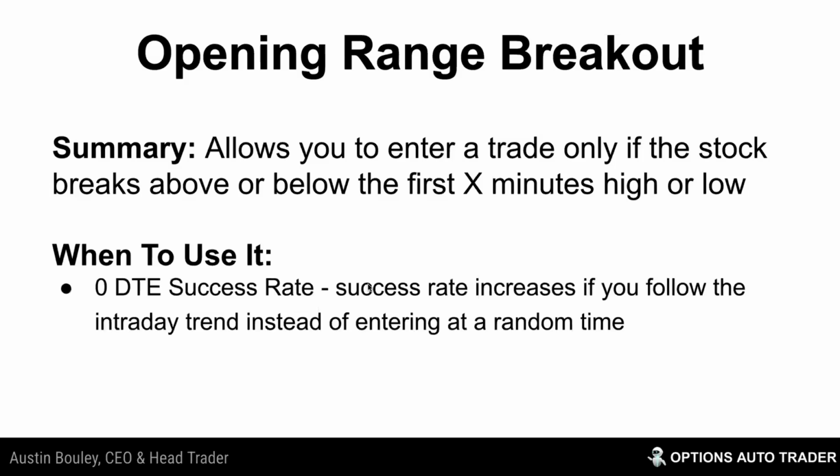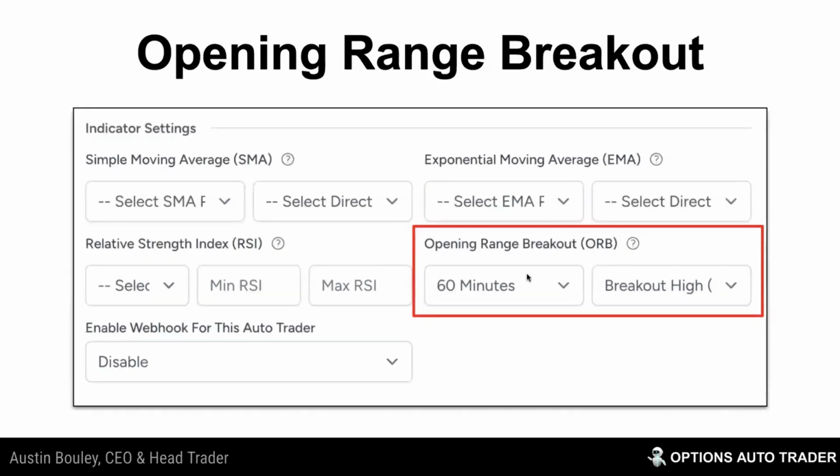So when to use it? Well, this will help increase your 0DTE success rate if you're trying to follow the intraday trend or wait for breakouts like that. The opening range breakout is one of the most popular, most consistent strategies. If you go on YouTube, you'll probably see so many different people using it to trade. And now you can take their strategies from their channels and plug it in here and have it automated for you. So basically it helps you increase your success rate by aligning your trade with the actual direction of the market. Right here, the opening range breakout, you can pick the number of minutes that you want to do.